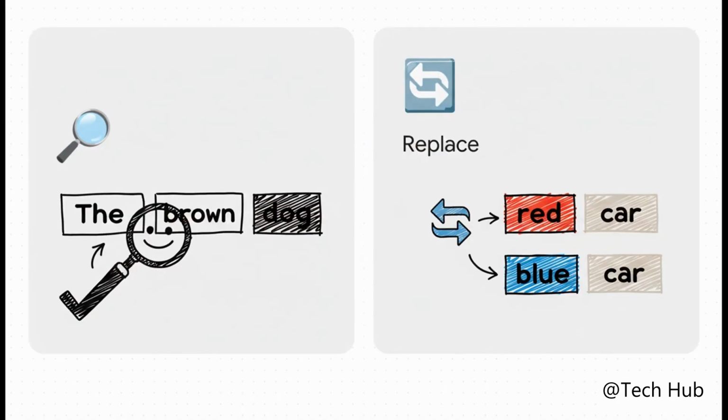First, the search. We ask the question, does the string "the brown dog" contain the word "dog"? The answer comes back, true. Simple. Now for the replace. We can take the string "red car," tell the computer to find the word "red" and swap it out for "blue." And boom, we get a brand new string, "blue car."